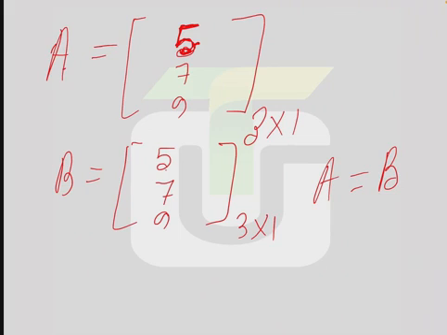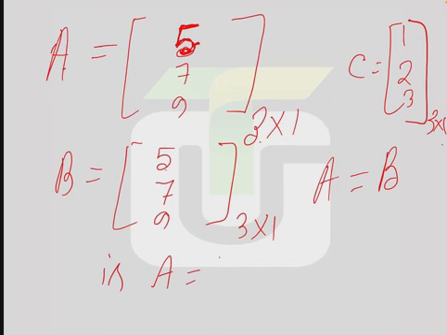So suppose we take A is equal to this and C is equal to, suppose, 1, 2, 3. This is also 3 by 1, right? Order is the same. Is A equal to C? Will A equal C here? So see, the order is the same, right? First criteria is satisfied, okay.